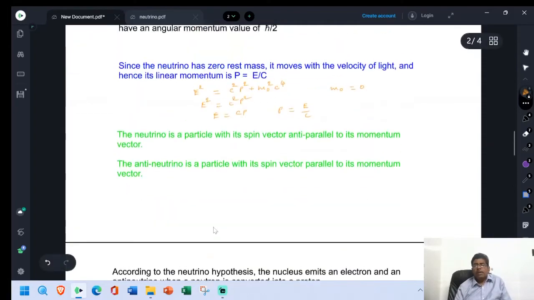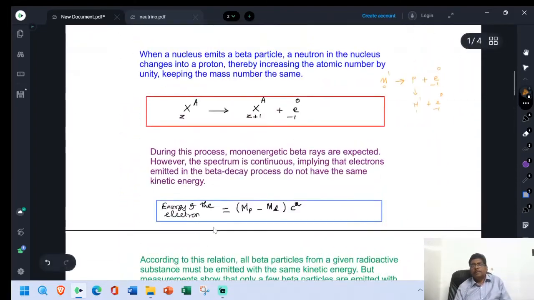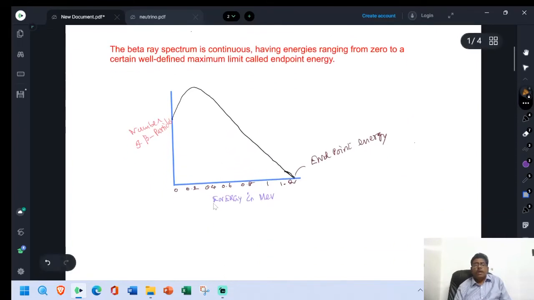Now come to our spectrum. See here, most of the beta particles are lying in the low energy region. Only a few beta particles are lying in the high energy region. The disintegration energy is being shared by both the electron and antineutrino. If the antineutrino consumes more energy, only a small amount of energy is given to the electron. Suppose the electron consumes more energy, only a small amount of energy is given to the antineutrino.